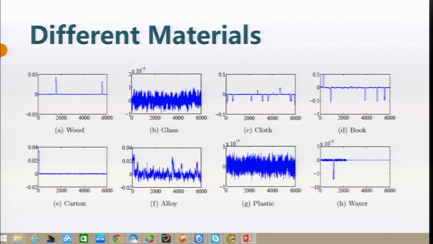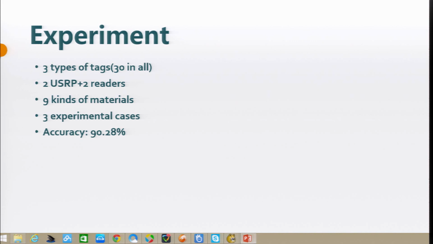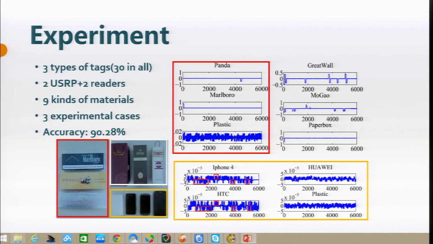So first, in the first phase, we just test the different material items. For example, the wood, glass, clothes, books, water, plastic, and some iron and cotton. We also do some experiments for the same material item. For example, we check four types of cell phones. We found that because the shape of the iPhone 4 and the HTC cell phone is very similar, the difference is very small.